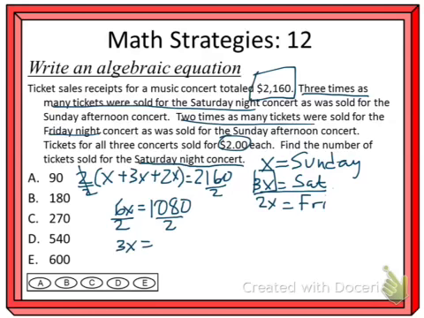So dividing 1080 by 2, I get 540. So that's how many tickets must have been sold on Saturday, which is D. Done.